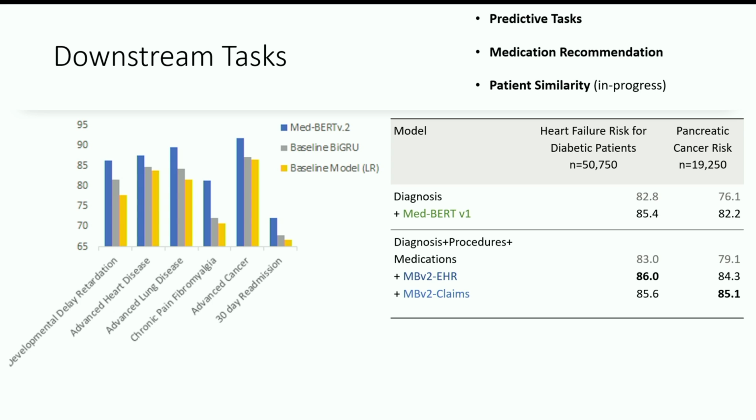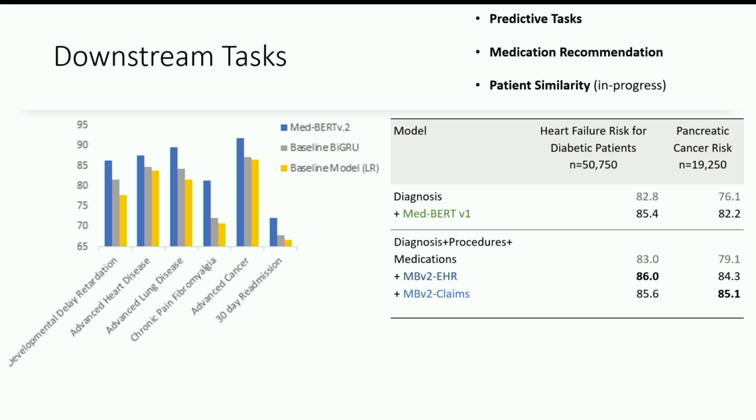And you can see that we evaluated the model on different downstream tasks. So instead of the original diabetes, heart failure, and pancreatic cancer, we also have other diagnosis codes. And this is from MIMIC data. So this is mainly to set a benchmark for other clinical foundation models to compare against.